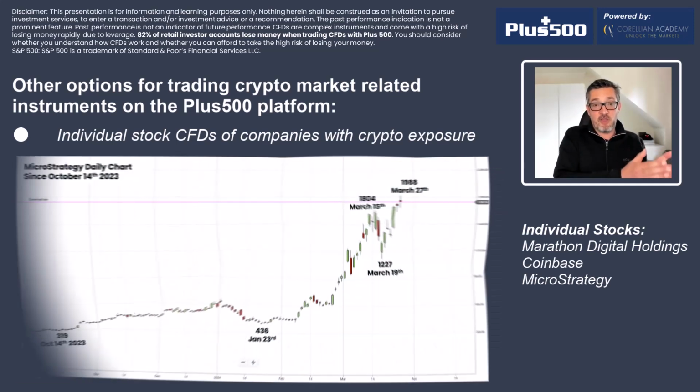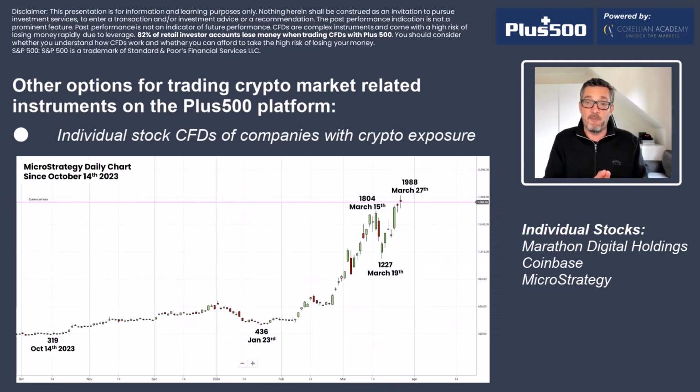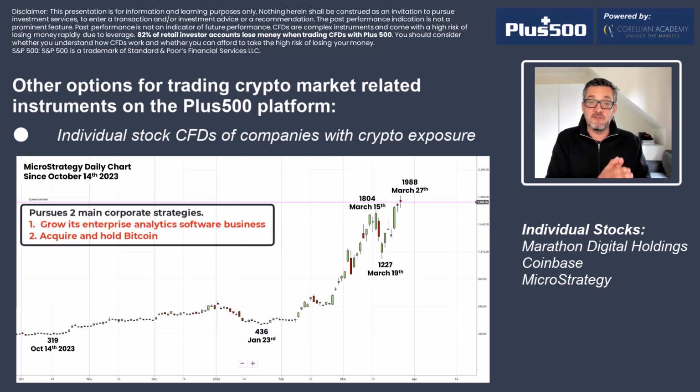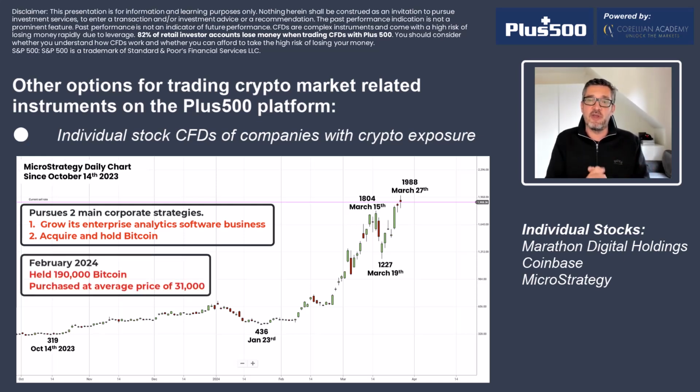The next company, MicroStrategy, is an American software company that pursues two main corporate strategies. Number one, to grow its enterprise analytics software business, and number two, to acquire and hold Bitcoin. To this end, its share price is greatly impacted by the directional moves of Bitcoin. As of February 2024, it held 190,000 Bitcoin, purchased at an average price of $31,000. You can see how this impacts its share price in the price chart on screen now.